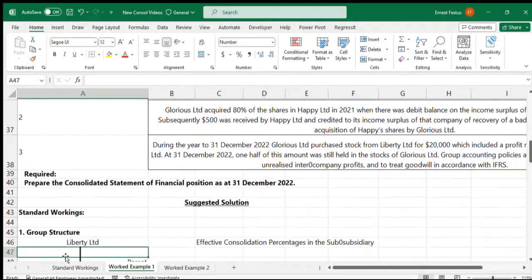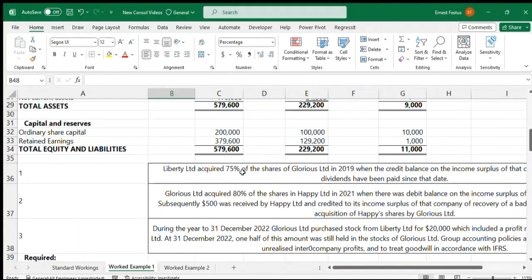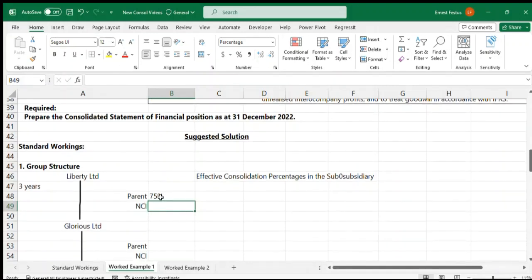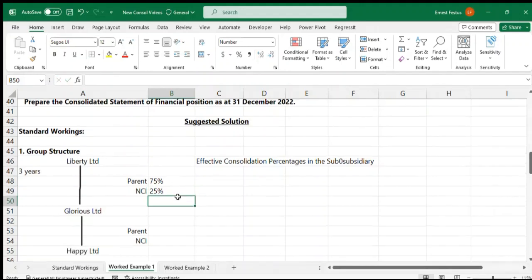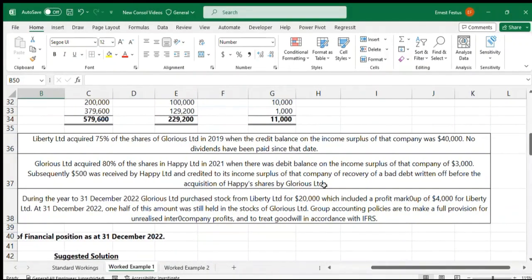So we assume that that is 3 years, and we are acquiring 75%. If the parent holds 75%, then the non-controlling interest is 25%. So we have it there. We don't have any other group structure information in the first note, so we go to the second note.